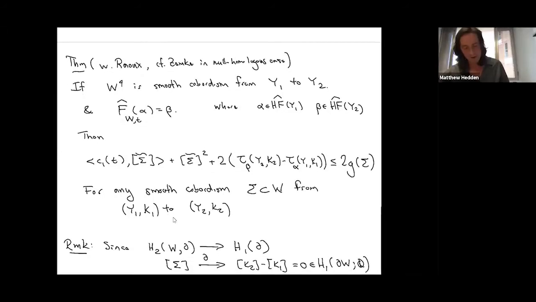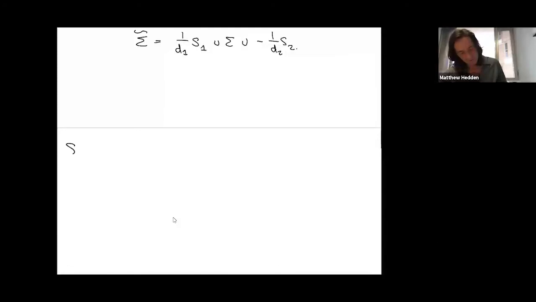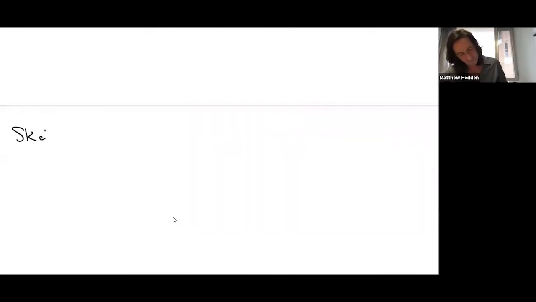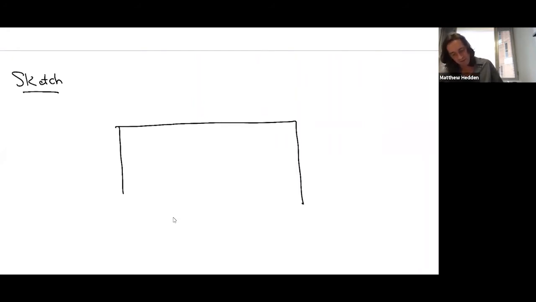and let's draw a picture of the situation and sketch the proof. So here's a literal sketch. The situation that we're dealing with is I have this surface, it's a cobordism, or this cobordism W.